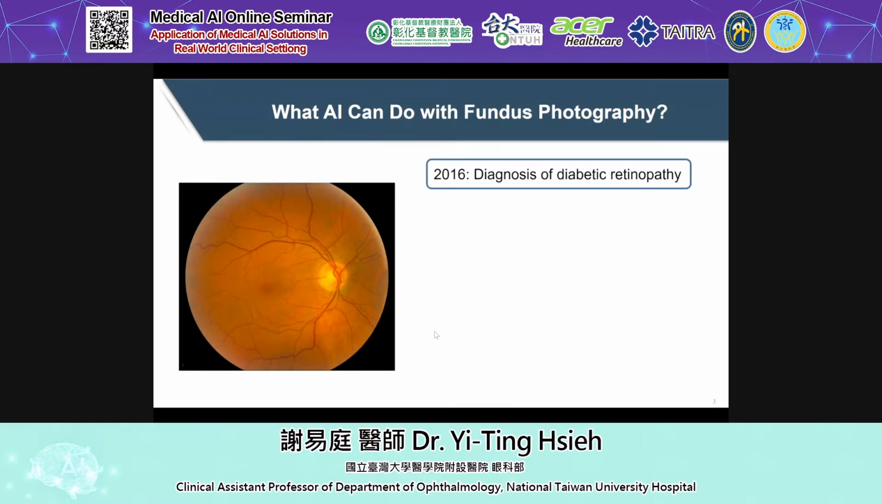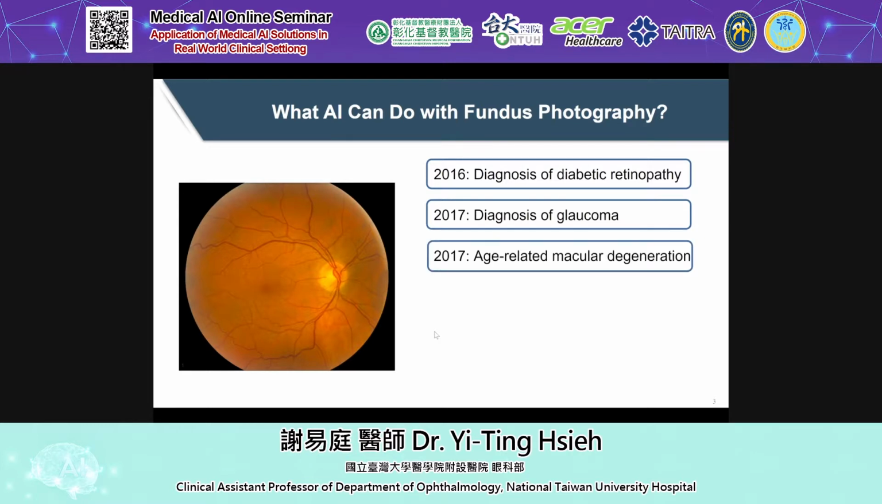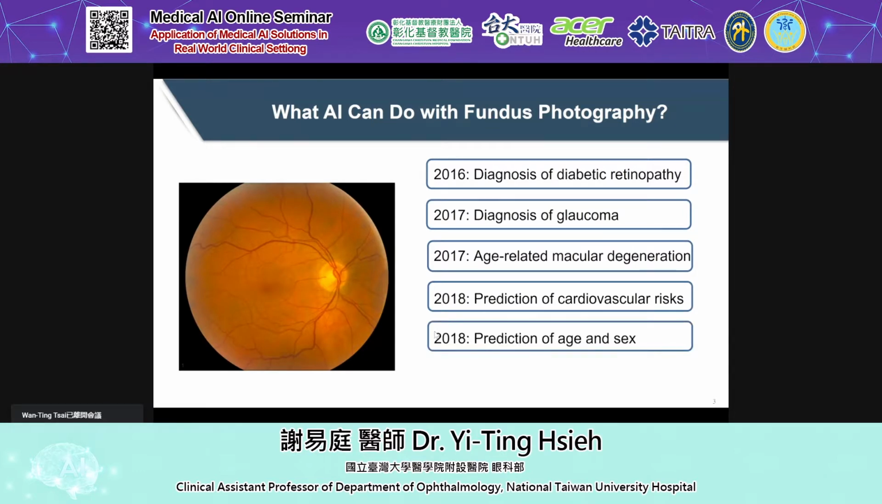In 2016, the Google team first developed a deep learning model to diagnose diabetic retinopathy from fundus photography, and the accuracy was similar to that of ophthalmologists. Later, several teams from different countries used AI to diagnose glaucoma and age-related macular degeneration, and even predict cardiovascular risk, and even predict age and sex from fundus photography. So now we know that AI is very, very good at these kinds of tasks.